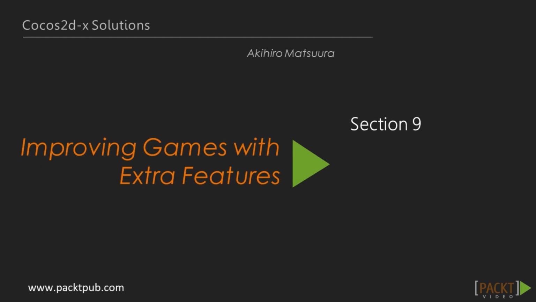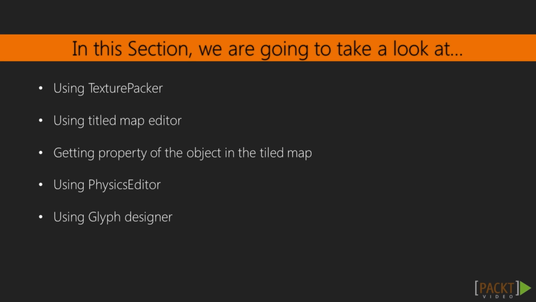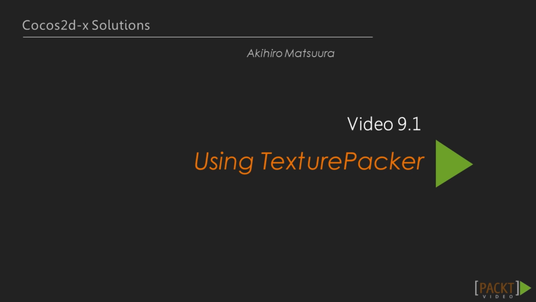Hey there, welcome back. In the previous section, we saw how to control physics. In this section, we will talk about other features that are required to enhance the appeal of the game. We'll be using Texture Packer, using Tiled Map Editor, getting the property of the object in the tiled map, using Physics Editor, and using Glyph Designer. Now we move on to the first video of this section that deals with using Texture Packer.